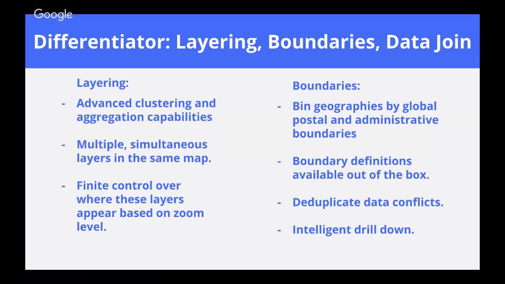And features like finite layer control allow the user to achieve effects like intelligent drilling, where as the visual is zoomed in, the boundaries break apart into subregions. So for example, when looking at a visualization from the world view, countries are displayed. And then as the user zooms in, states are displayed. The same effect can be achieved with clustering. As the user zooms in, clusters will break apart into individual points. And it also lets you hide layers at specified zoom levels to make high volumes of data much more readable.